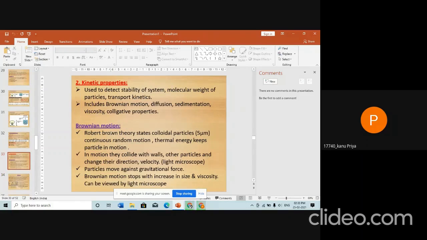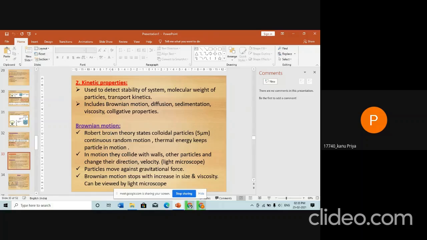Next, kinetic property is used to detect the stability of a system and the molecular weight of particles. Transport kinetics includes Brownian motion, diffusion, sedimentation, viscosity, and colligative properties. Brownian motion is named after Robert Brown, who proposed this theory. It said that colloidal particles do not sediment because of their small size. In other words, particles are in continuous random motion.